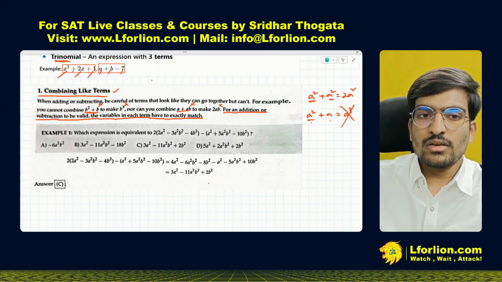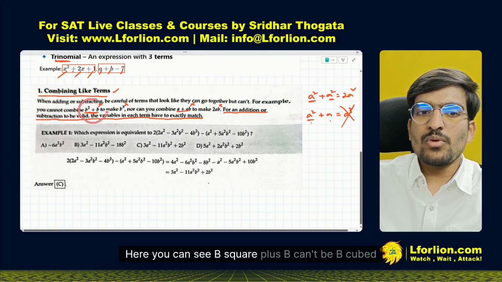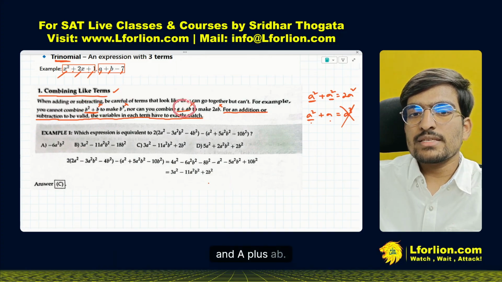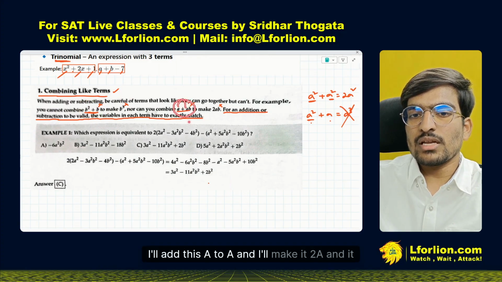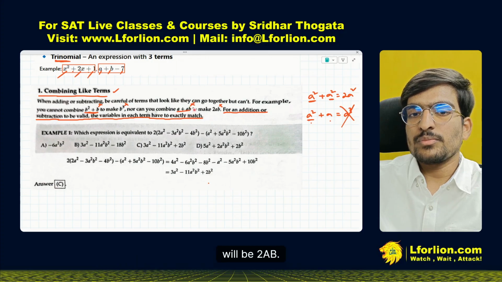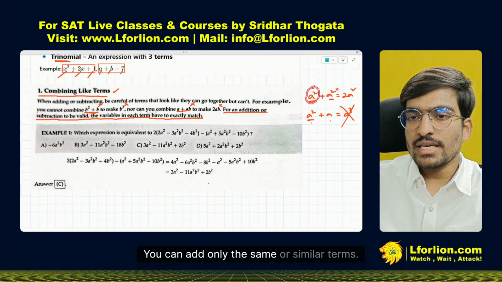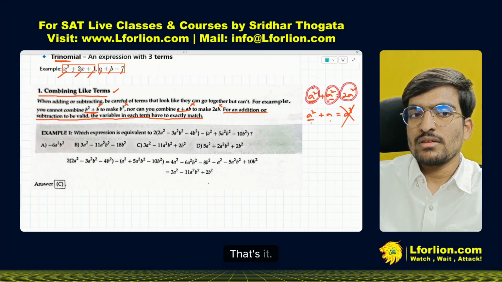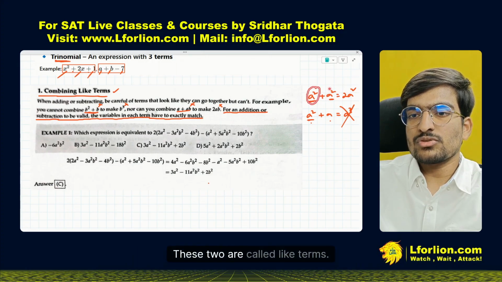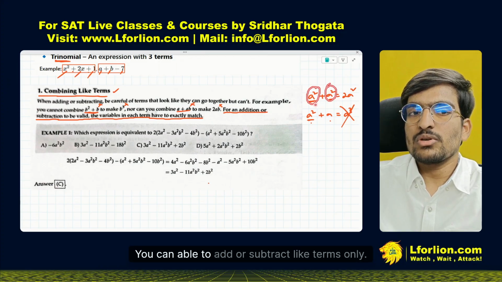In the same way, here you can see b square plus b can't be b cube, and a plus ab, I'll add this a to a and make it 2a and it will be 2ab. No, you can't do it like that. You can add only the same or similar terms. That's what like terms are. These two are called like terms. You can add or subtract like terms only.